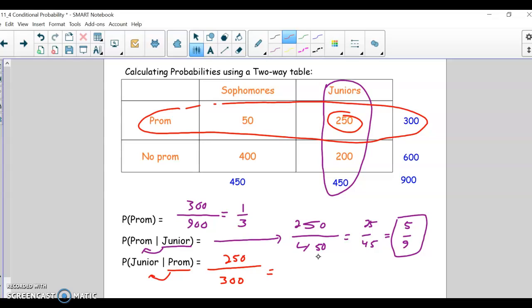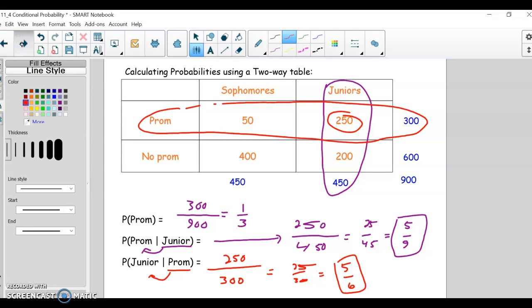So most of the prom people were juniors, is another way to say that. If I reduce that down, it'd be 25 over 30. Sorry, I don't know why my pen's not working here. And then divide by 5, so you get 5 out of 6. So out of all the people at prom, 5 out of 6 were juniors.